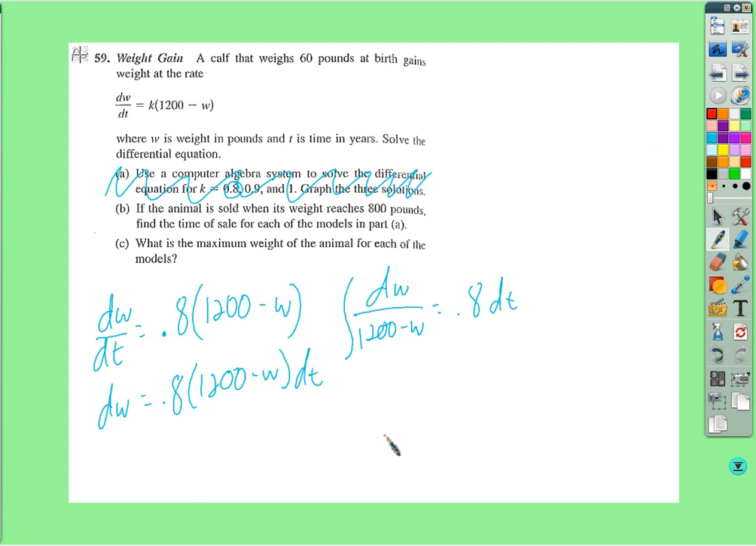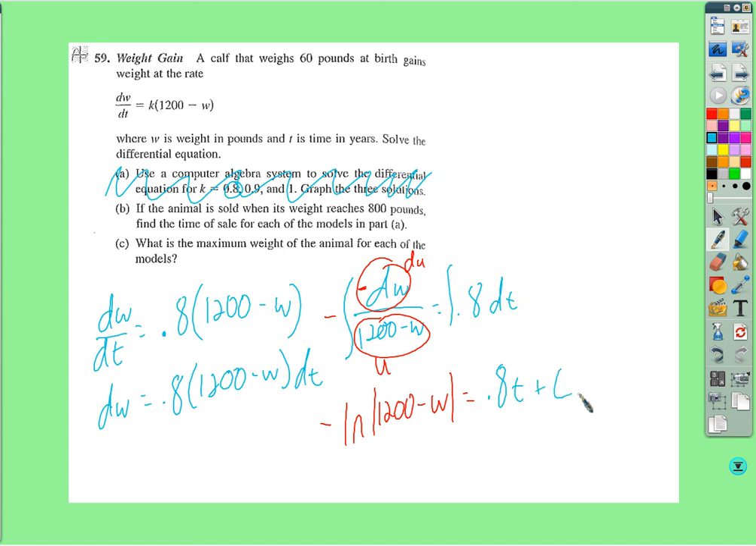What do we get over here? Does that have a negative dW? Yes, if this is your u, then this isn't quite du until we put a negative there, because when you take the derivative of u, you get negative dW. So we'll put a negative out in front, and now we have du over u. We get negative natural log. On this side, 0.8t plus c. Since it's negative here, natural log of 1200 minus W equals negative 0.8t minus c, and then e.